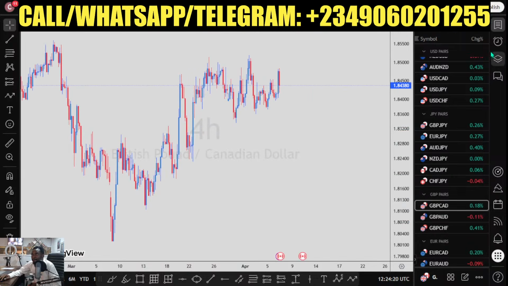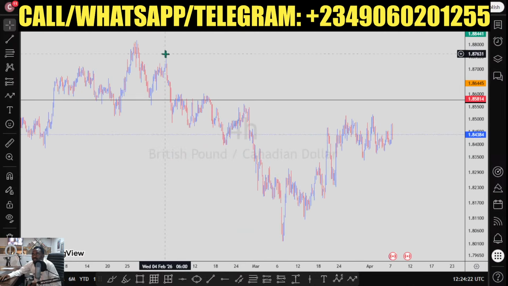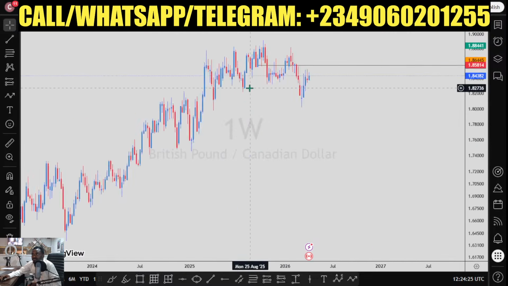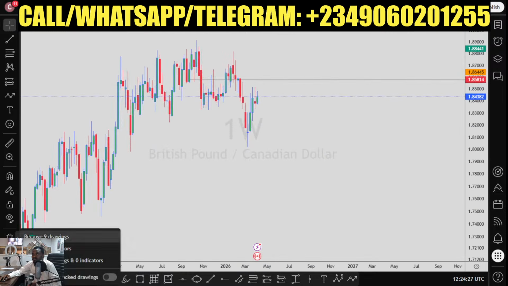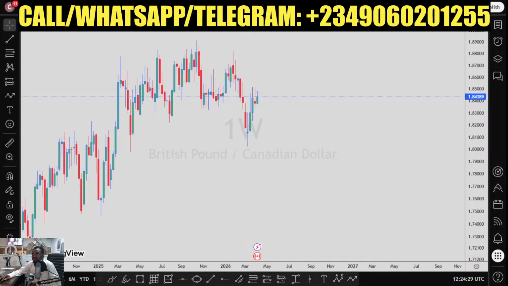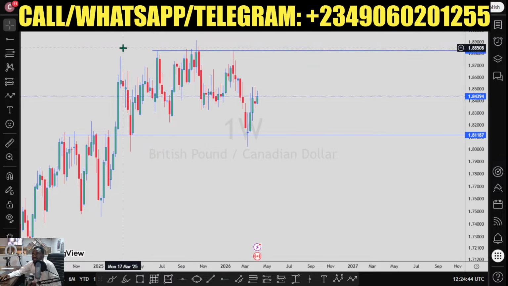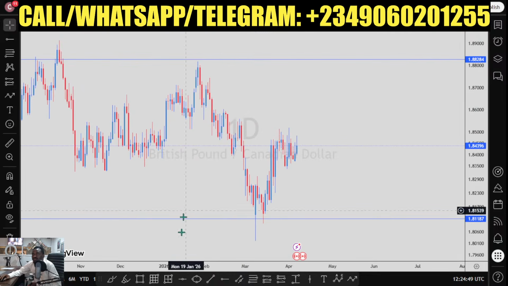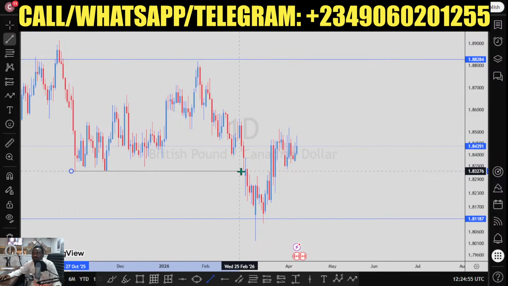Let's check GBP Canada. From the weekly chart, we have this level acting as our support. We have this level right here acting as our resistance. And on the day chart, we have a level we broke right here. That is on GBP Canada.